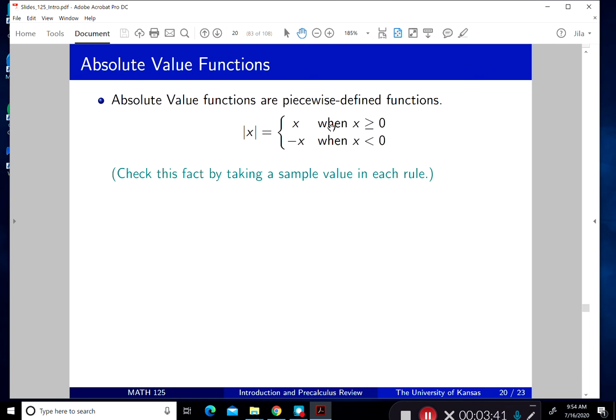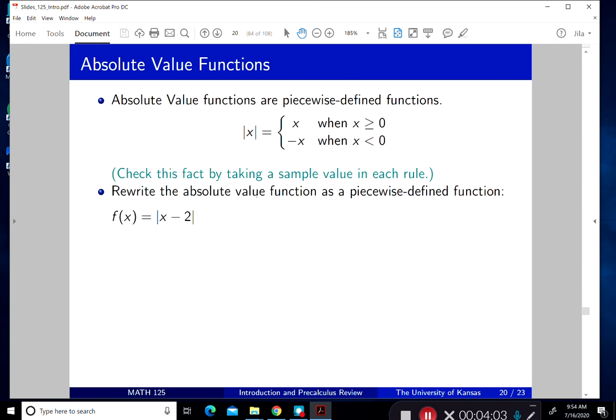Sometimes people doubt this. Just put in a few points. Let's say, what is the absolute value of -1? That is 1. That's correct. That's the second rule. What's the absolute value of 2? That's 2. That's the first rule. So let's just check a couple of points to make sure that it's working.